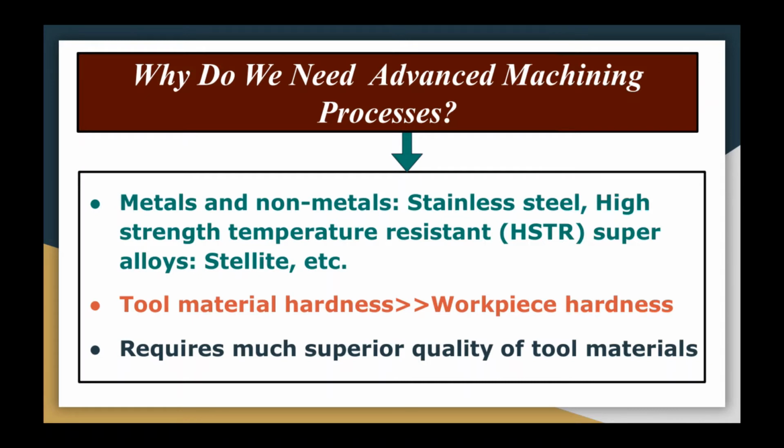How can you machine them? And when we see the properties of these materials, definitely we have to go for using the advanced machining processes. Now, when tool material hardness is very close to the workpiece material hardness, then you require much superior quality of tool materials. So this point also we need to consider, and to overcome this point we have to go for the advanced machining process. This is one side.